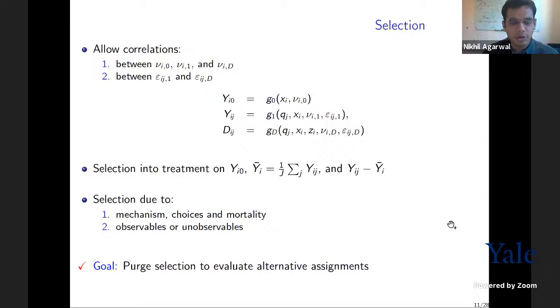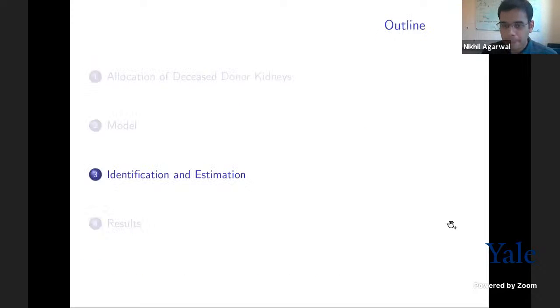And the selection occurs due to a number of reasons. For example, the mechanism creates selection. It has these priority points. It also prioritizes waiting times, so that affects selection due to mortality. And choices will create selection as well. Okay, and so we're going to try to purge this selection. So how are we going to go about doing this?